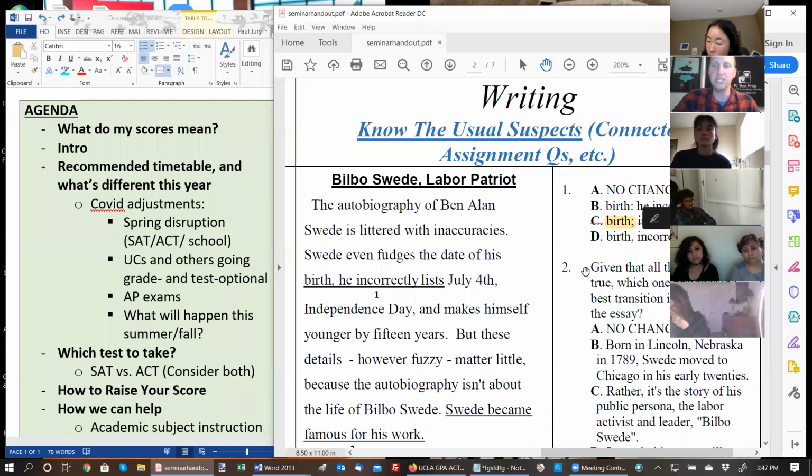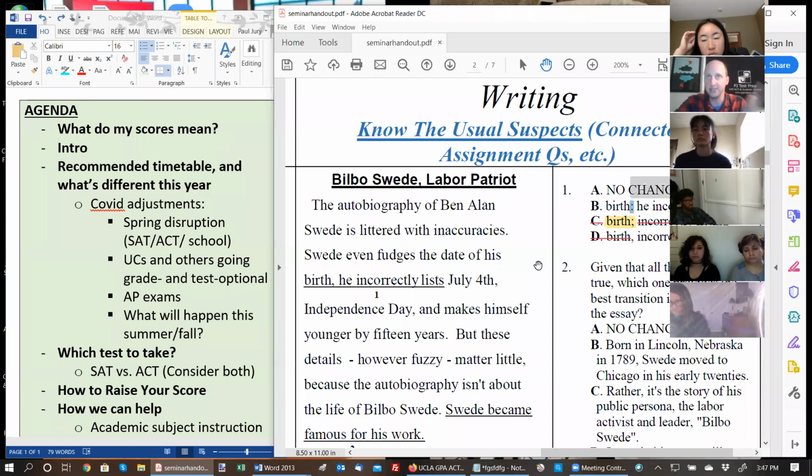You probably wouldn't do D either because you wouldn't say he incorrectly, he fudges the date of his birth, incorrectly listing July 4th, Independence Day, and makes himself younger by 15 years. That just sounds like an awkward place to pause there. So we don't want to put a colon there in the middle of what would just flow naturally without any punctuation mark. This is a better use of a colon.